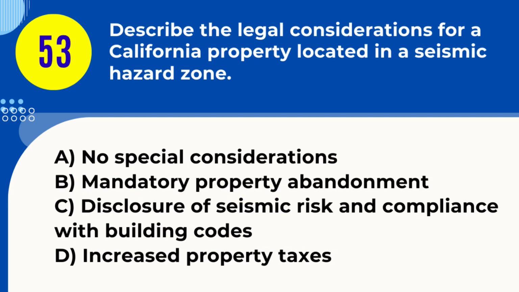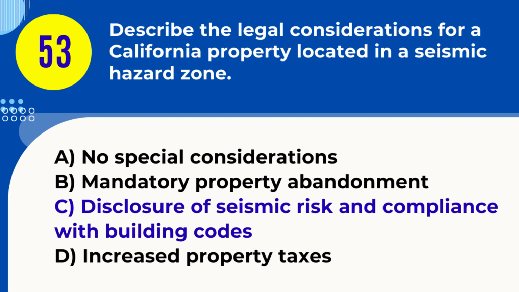Question 53. Describe the legal considerations for a California property located in a seismic hazard zone. A. No special considerations. B. Mandatory property abandonment. C. Disclosure of seismic risk and compliance with building codes. D. Increased property taxes.